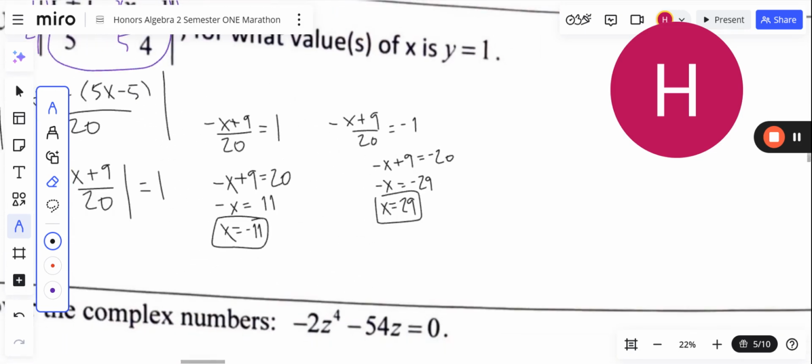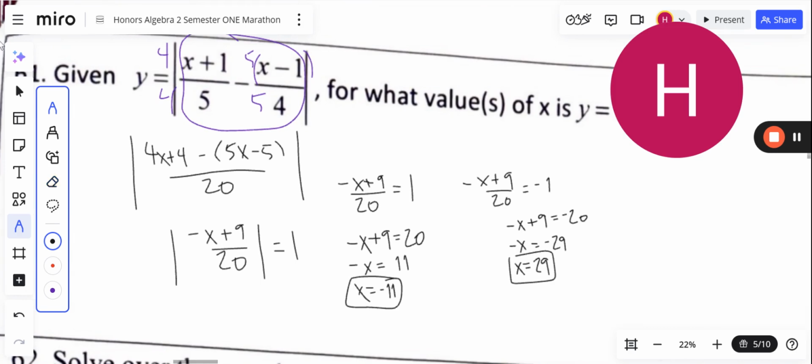Those are your two x values. And you can check them. You can plug them in for yourself and see that it works. You'll get 1.